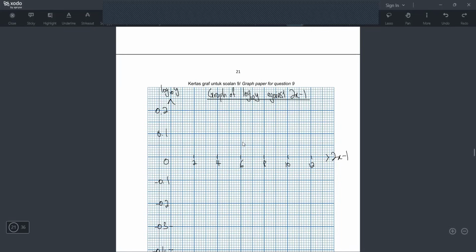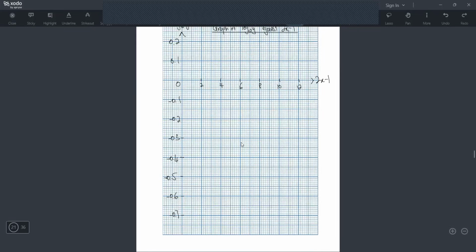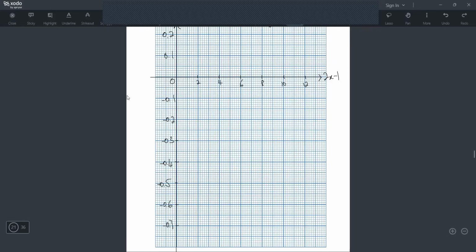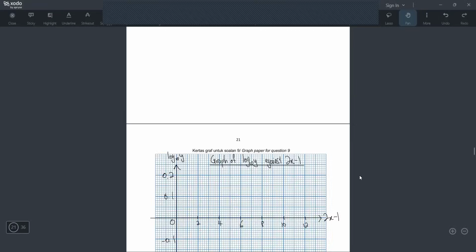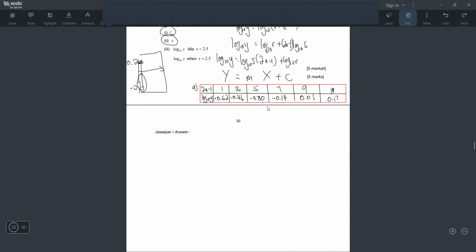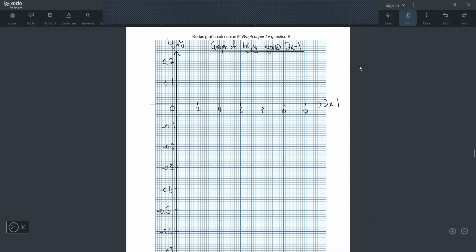Okay, let's draw the axis. Okay, make it smaller a bit. All right. So the line, make sure you draw nicely like this. Okay, good enough. Okay, time to plot. Let's make it bigger a bit. Okay, let's look at our first point. Our first point says 1, negative 0.62. Let's go. 1, negative 0.62.